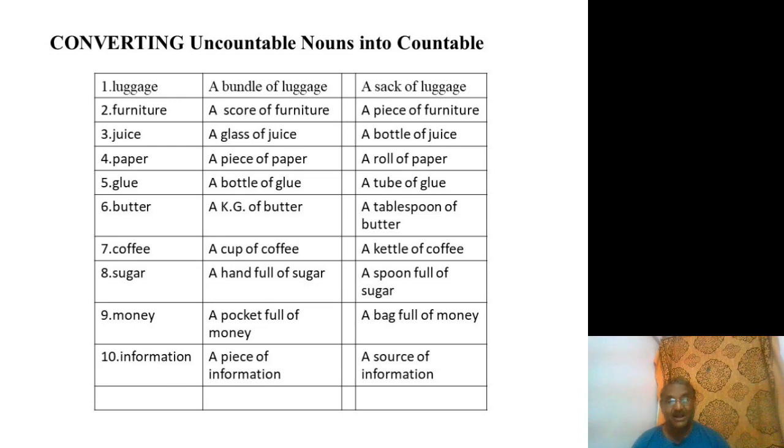This is the way how you can convert the uncountable nouns into countable nouns. The table gives a clear picture of how the uncountable nouns may be converted into countable nouns. This is the way that we can understand very clearly about these things.